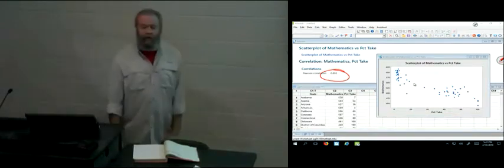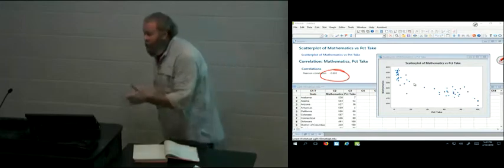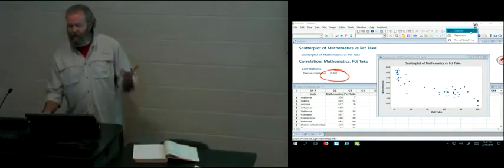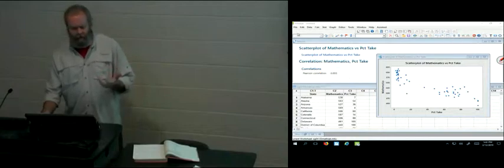Everybody okay with that? The closer those points fit the line, the stronger the correlation is. I'm going to leave that one up. Let's do... Did we do the one about manatees?